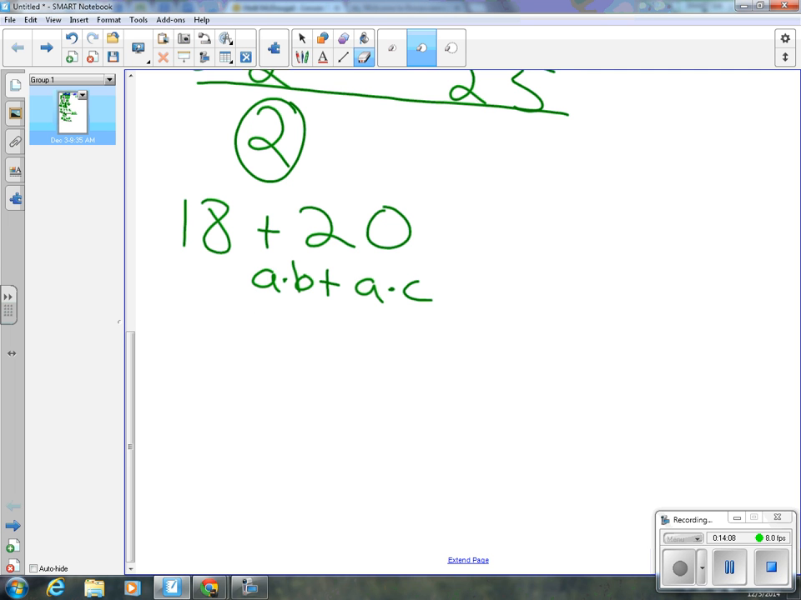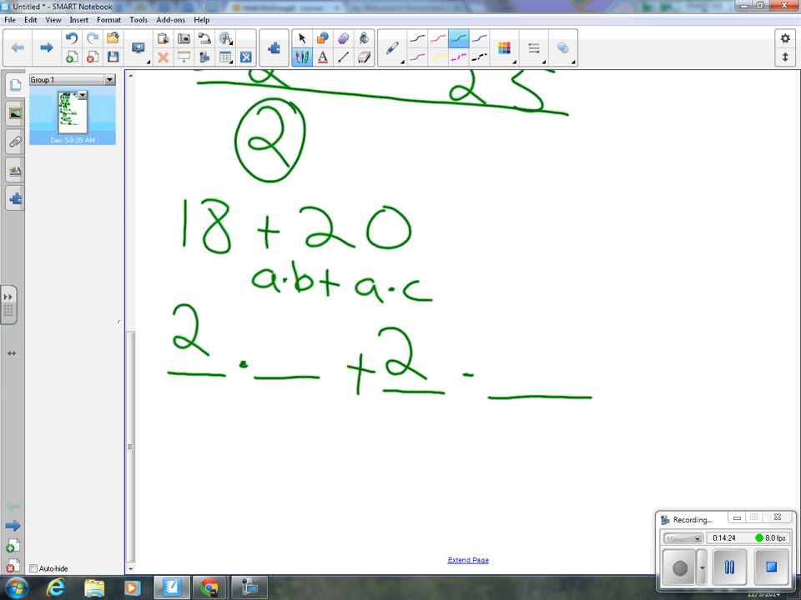So we have this times this plus this times this. First of all, our A is what? What did we decide A was? 2. So 2 goes here, 2 goes there. What times 2 is 18? 9. What times 2 is 20? 10.